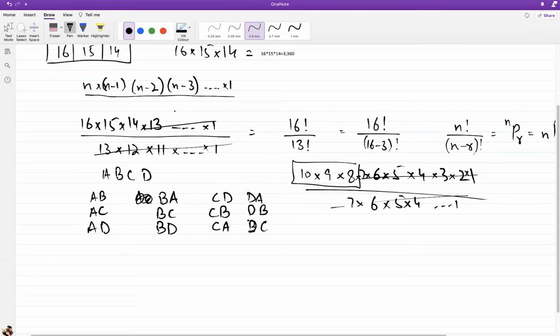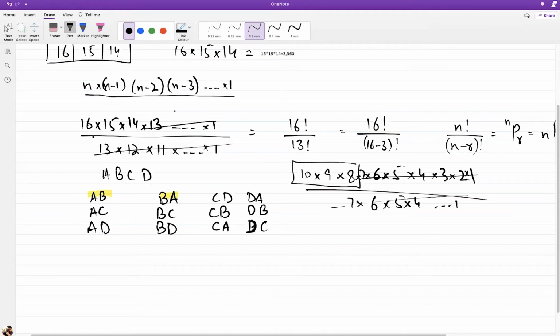Now, if the order mattered, then AB would be very different from BA, right? But if order did not matter, then they're basically the same. So they're just 1. We'll count it as 1. Similarly, AC and CA are 1. So let me just cancel out the doubles. If the order stops mattering, then we are going to cancel out the doubles. Right now, how many options do we have? We have 12 options, right?